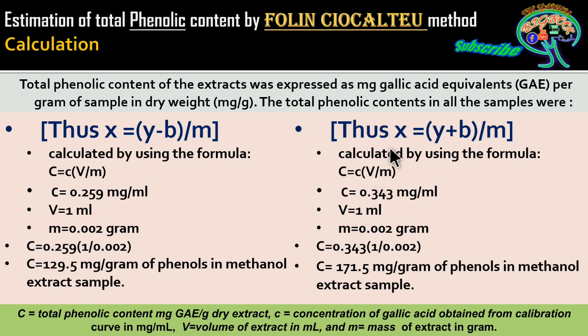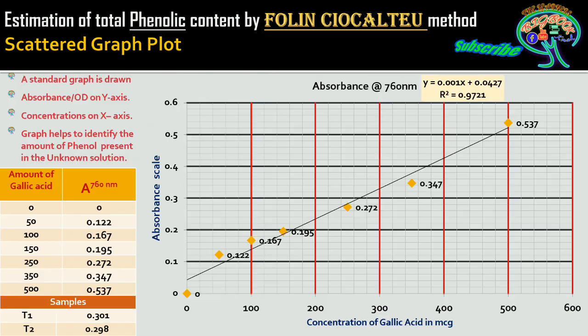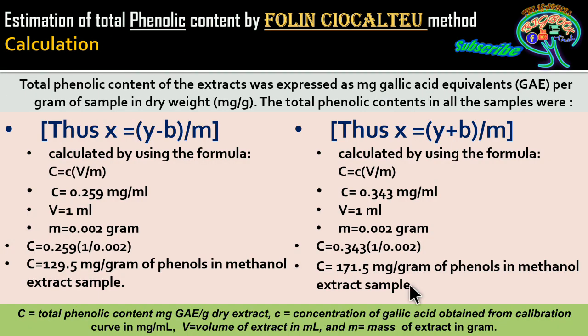In the same manner, here also we have taken the values. The only value that differs is the concentration of gallic acid obtained from calibration, that is 0.343 milligram per ml. So this is how we get 171.5 milligram per gram of phenols in methanol extract sample. With this, it is very clear that with the help of the linear regression line, we are getting the exact values if we consider any kind of formula that has been subjected.